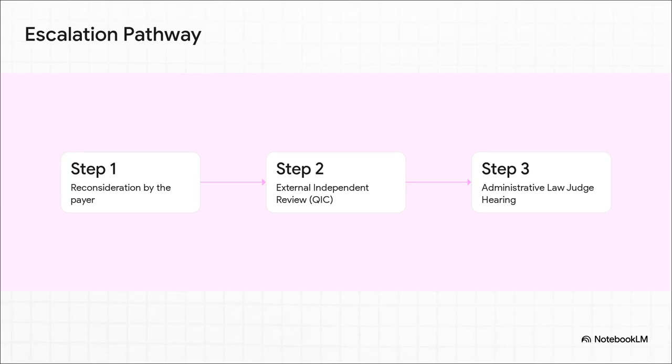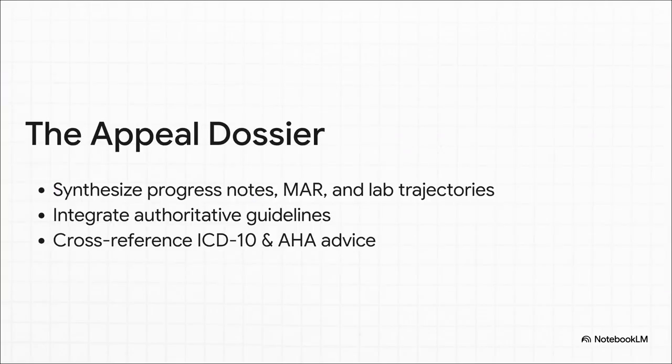And if the clinical truth is still somehow being ignored, we take it all the way up to Step 3, an administrative law judge, or ALJ hearing. It's a ladder of escalation, and you've got to be prepared to climb the whole thing. To actually win at any of those levels, you need what I like to call the unbeatable clinical appeal dossier.